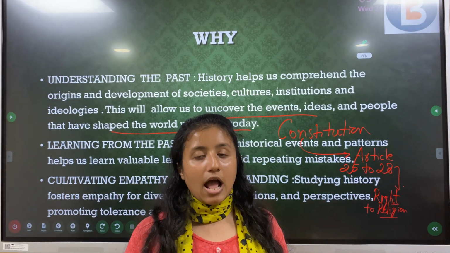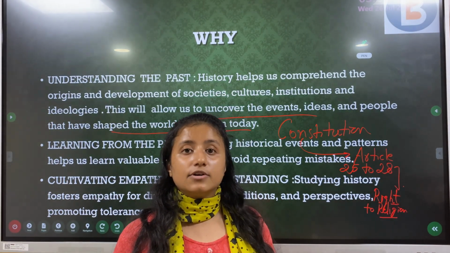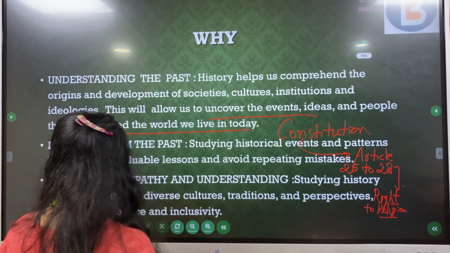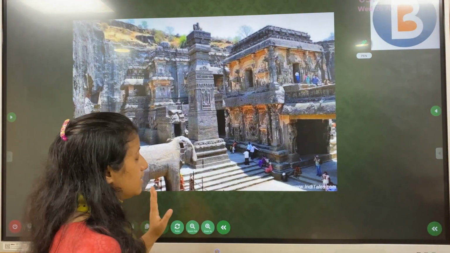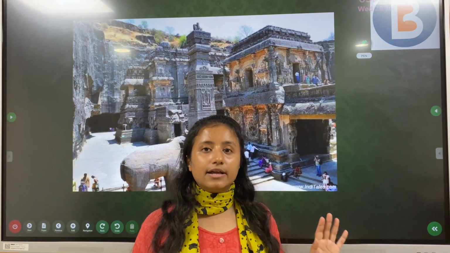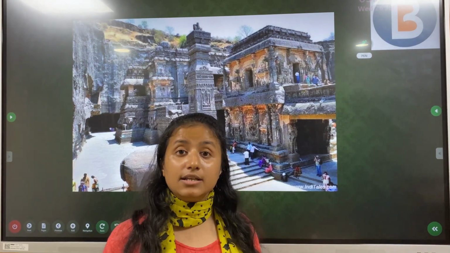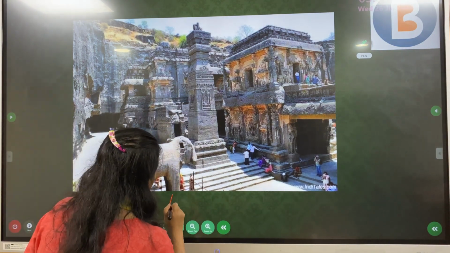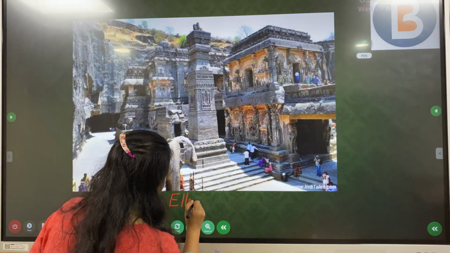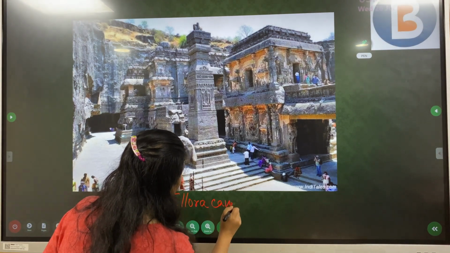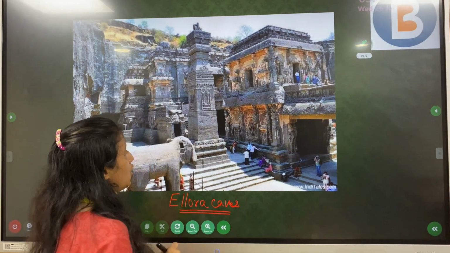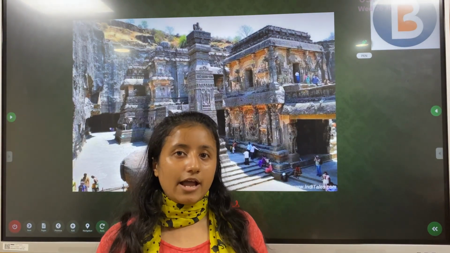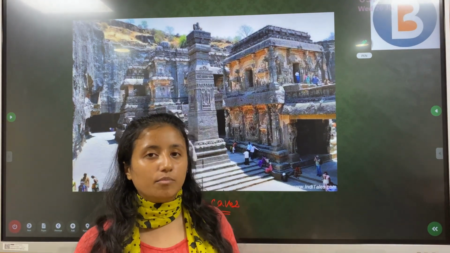When we study history, we cultivate respect for diverse cultures because we get to know many things. We cultivate empathy. How do we do this? Let's see. Now, pause the video again and think about what this image is about, and write in the comments also. This image is of the Ellora Caves. So, what is so special about it? There is something very interesting about it. If you can find anything, please write in the comments.